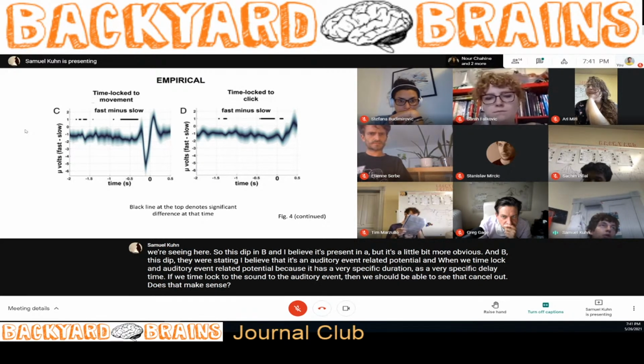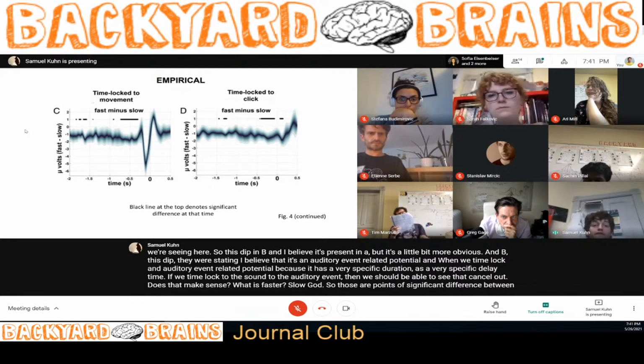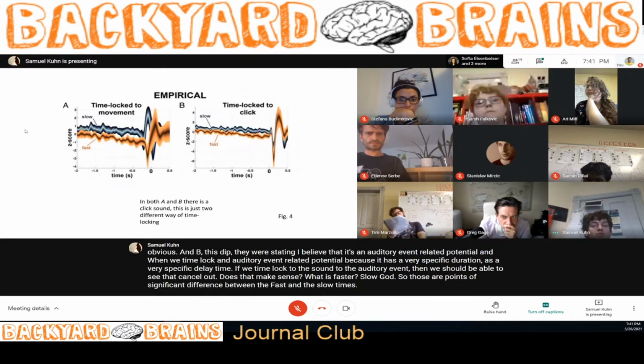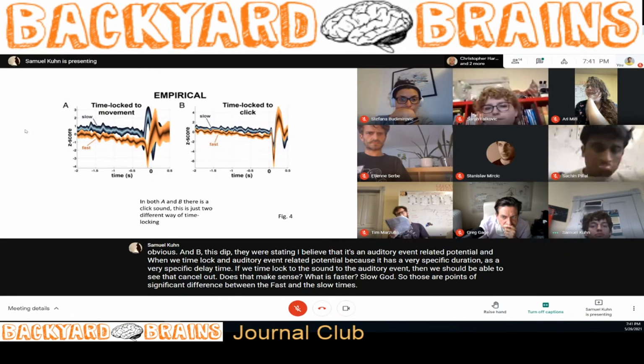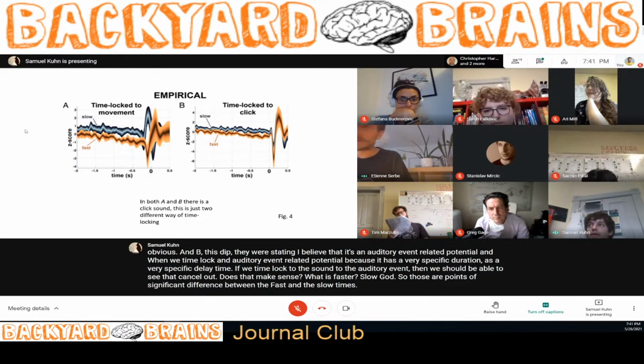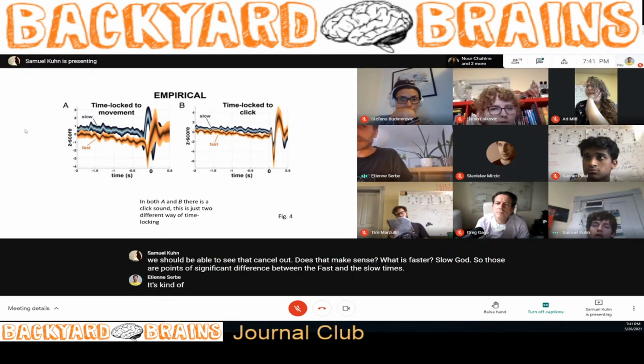What are the dots above C and D? Whether it's fast or slow. So those are points of significant difference between the fast and the slow times. That makes sense, with the fast versus slow.